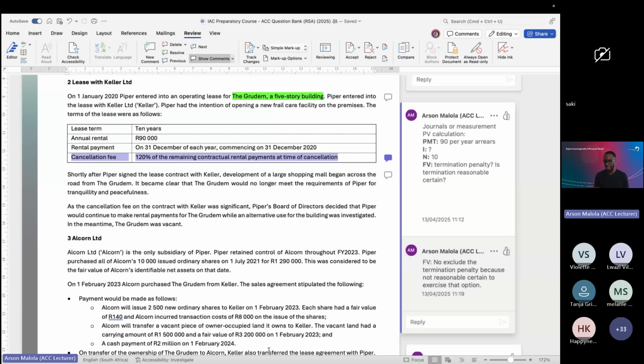Therefore, no future value. 100%. Good thinking. Agree with that. Violet, jump in before I go to the comments.